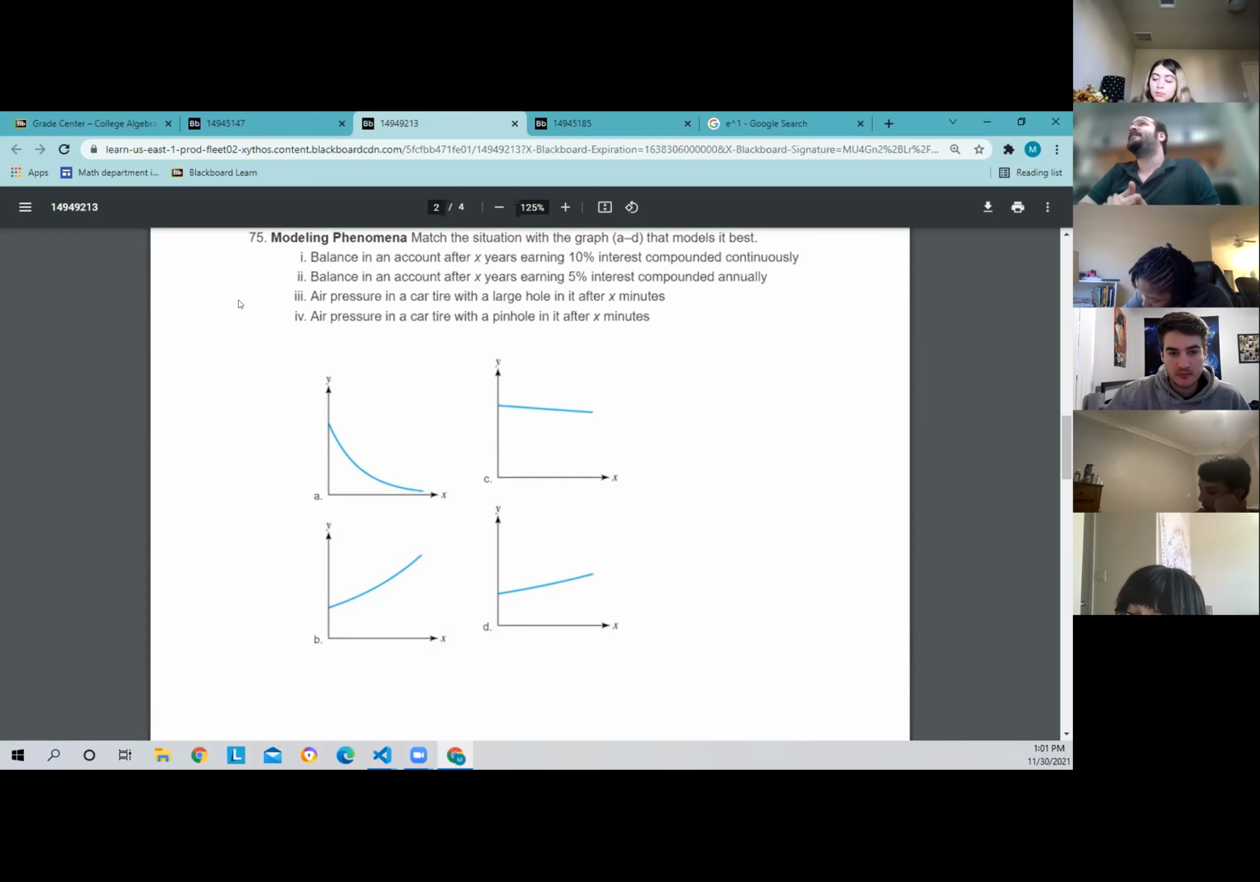Balance in an account after X years earning 10% interest compounded continuously. Balance in an account after X years earning 5% compounded annually. Air pressure in a tire with a large hole in it after X minutes. Air pressure in a car tire with a pinhole in it after X minutes.